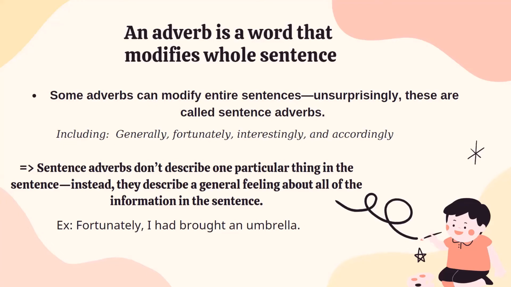Và những trạng từ câu này không diễn tả cho bất kỳ một bộ phận cụ thể nào trong câu, mà thay vào đó nó diễn tả những cảm giác, những cảm xúc, những thông tin của cả một câu luôn. Như trong ví dụ fortunately, I had brought an umbrella, đó là may thay tôi có mang theo ô, trạng từ fortunately này bổ nghĩa cho cả câu, đó là tôi có mang ô là may thay.